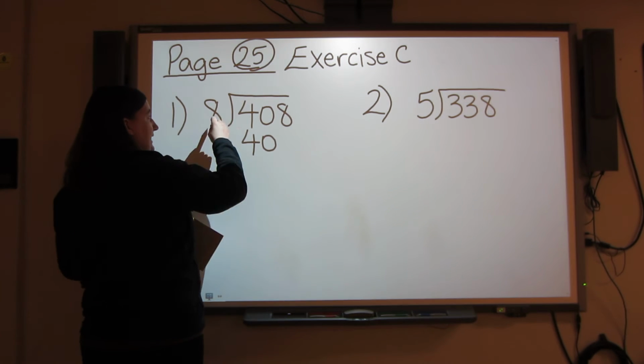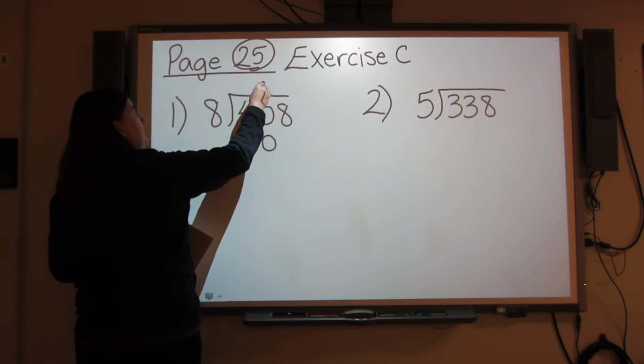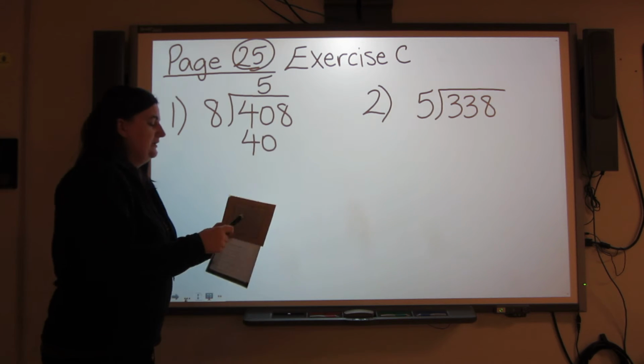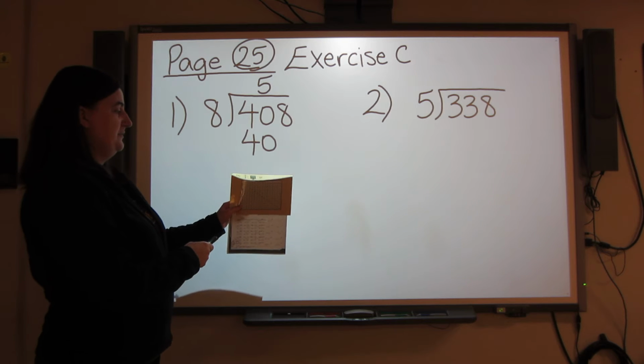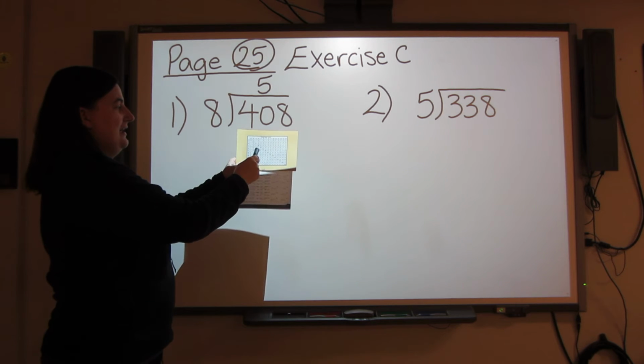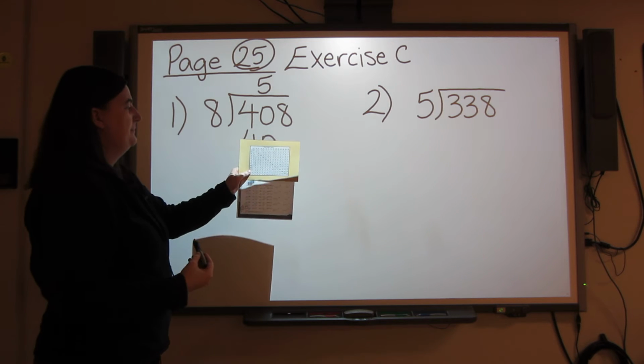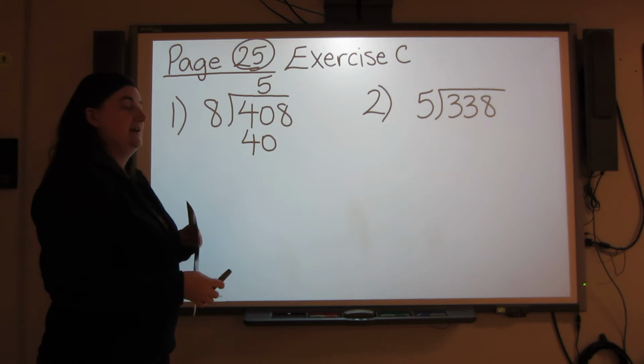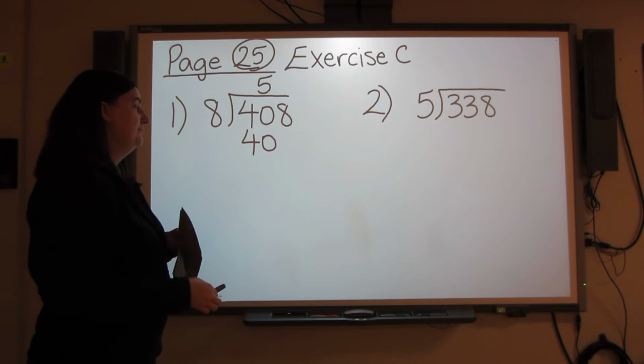How do you get 8 to 40? It's 5. Use your multiplication chart to help you with this. So you look down the 8s till you get to 40. That's the closest thing to 40 without going over. And then what goes on top? You look to the side, the 5 goes on top. Because 8 times 5 is 40.